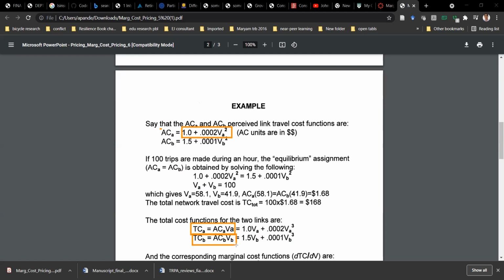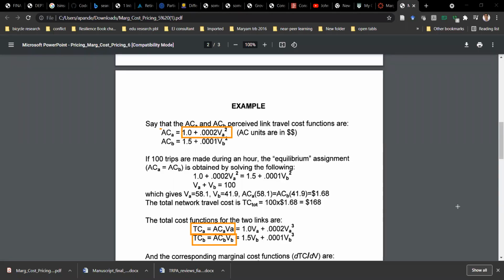I want you to take a minute to write down the marginal cost functions for both routes. What is the marginal cost function for route A? And what's the marginal cost function for route B? Pause the recording for a second.